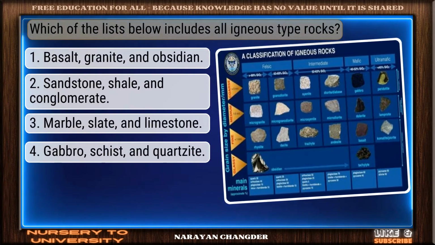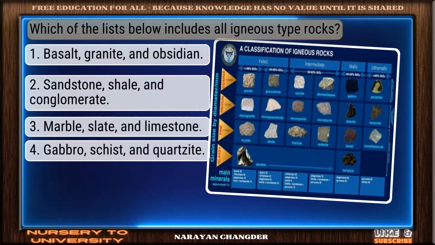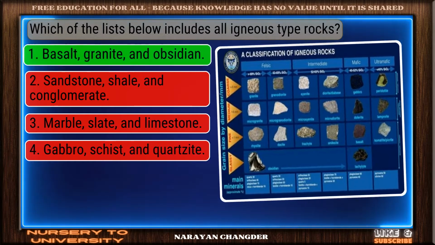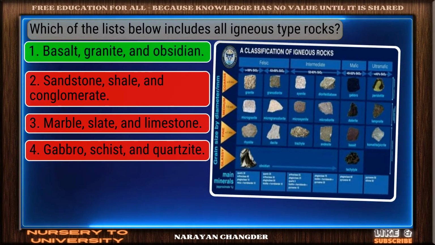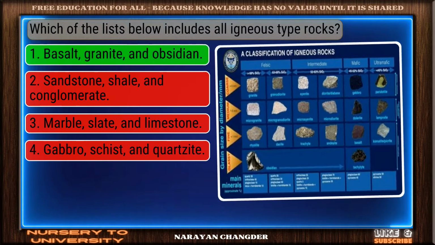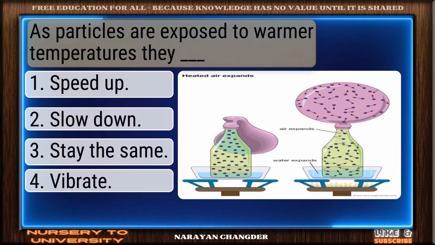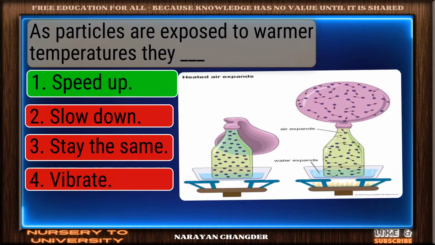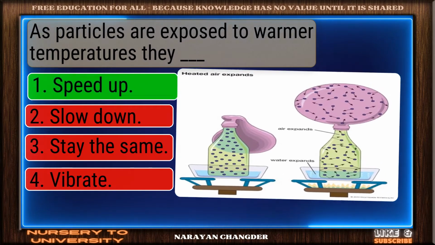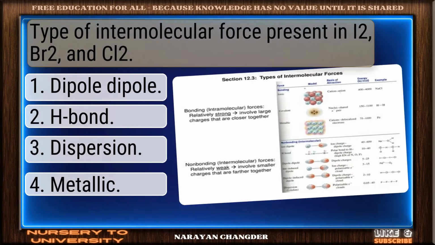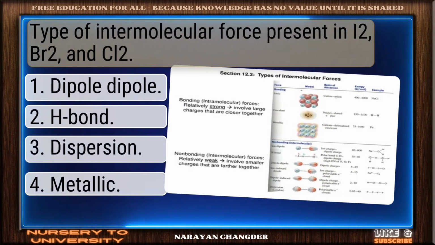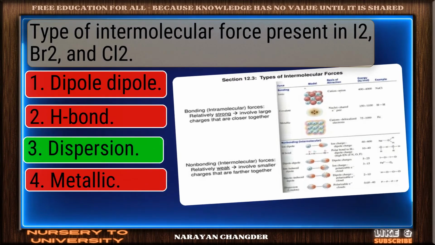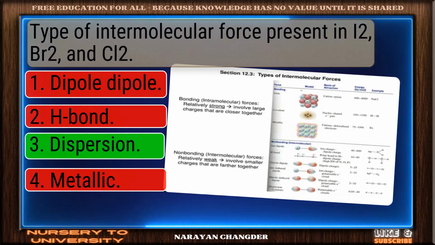Which of the lists below includes all igneous type rocks? Clear logic. Your choice, basalt, granite, and obsidian, is sound and 100% true. As particles are exposed to warmer temperatures, they dash. Right again. Speed up is a valid answer. Type of intermolecular force present in I2, Br2, and KI. Good job. Your answer, dispersion, works well here.